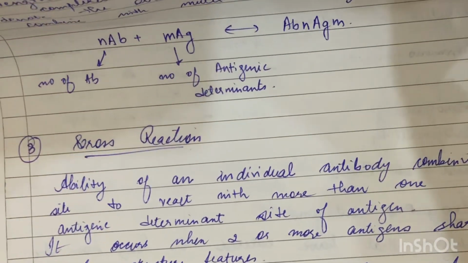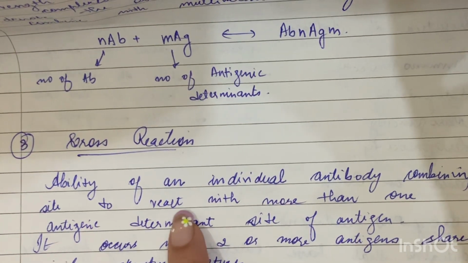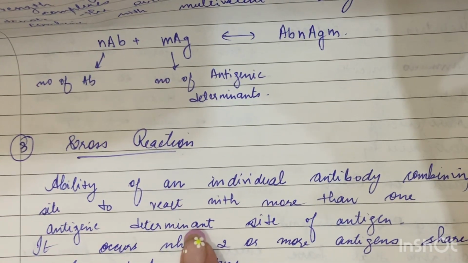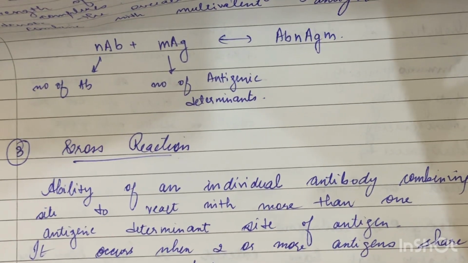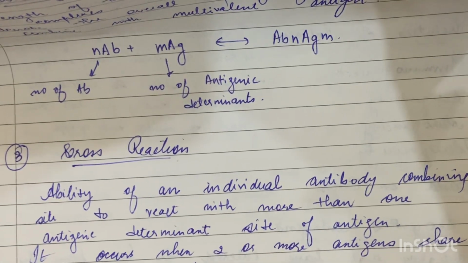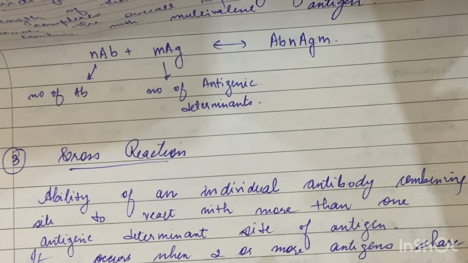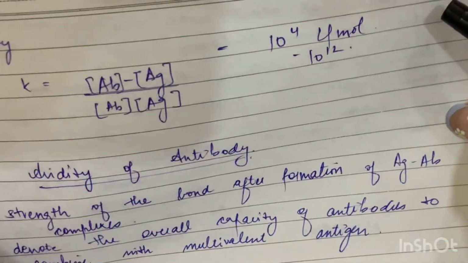That means ability of an individual antibody combining site to react with more than one antigenic determinant site of antigen. It occurs when 2 or more antigens share similar structures, and these bonds involved in cross reaction are weak. The bonds are very weak. So this was about the antigen antibody interaction.